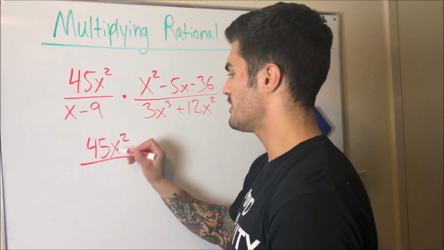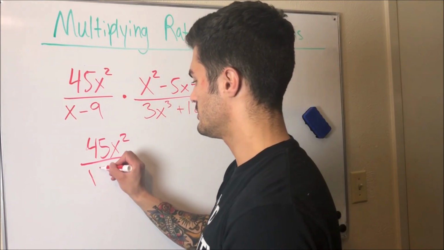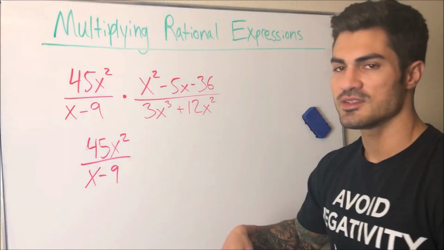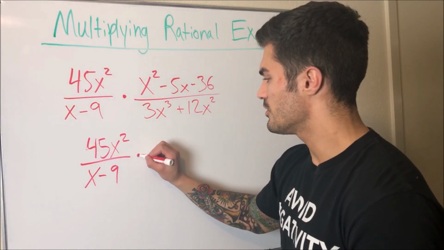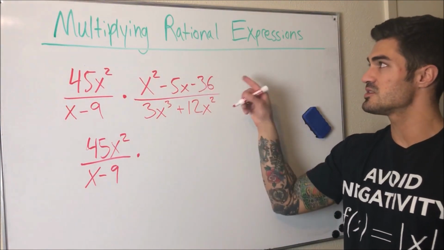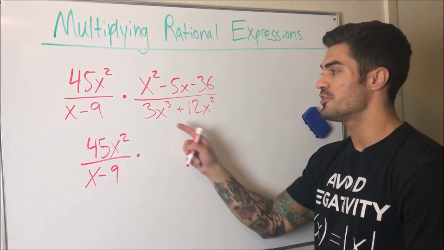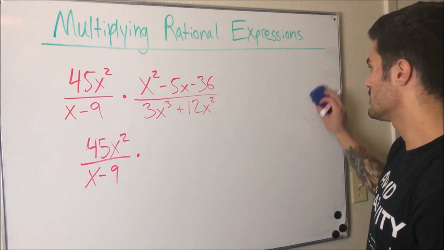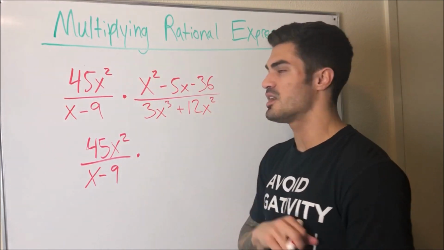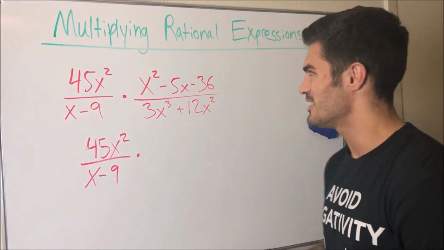Let's see, so 45x squared and then x minus 9. There we go. X minus 9 is on the bottom. So that just stays as is, and we're going to multiply by it. So now I have to factor the top and bottom of this second rational expression. So the top, as you can see, is just a trinomial where a equals 1. So I can go ahead and look for two numbers that multiply together to give me negative 36, but add together to give me negative 5.